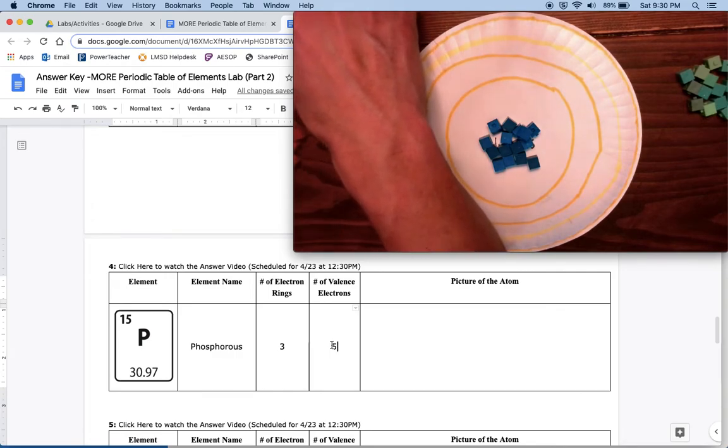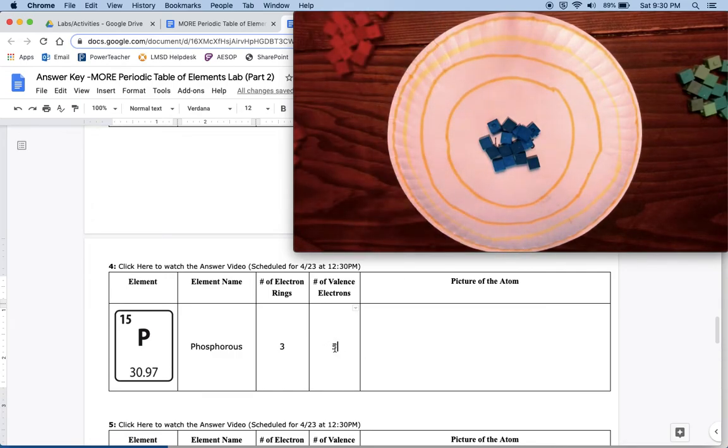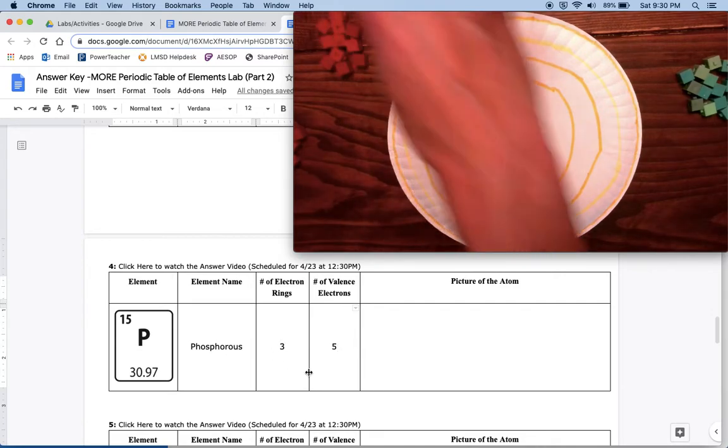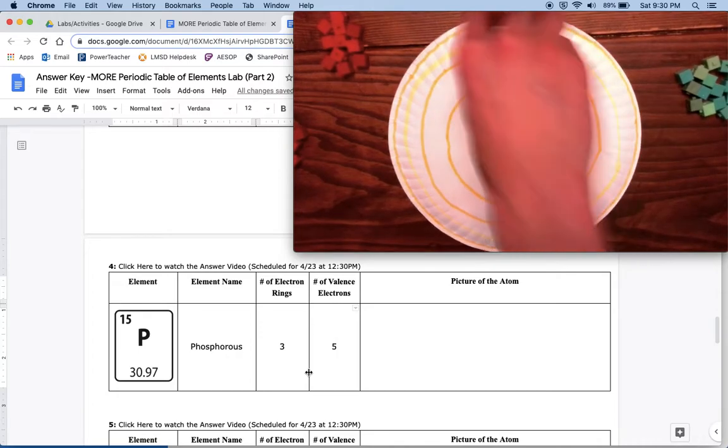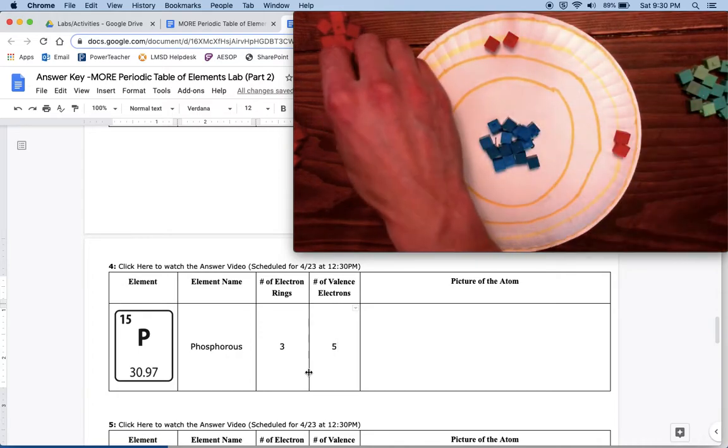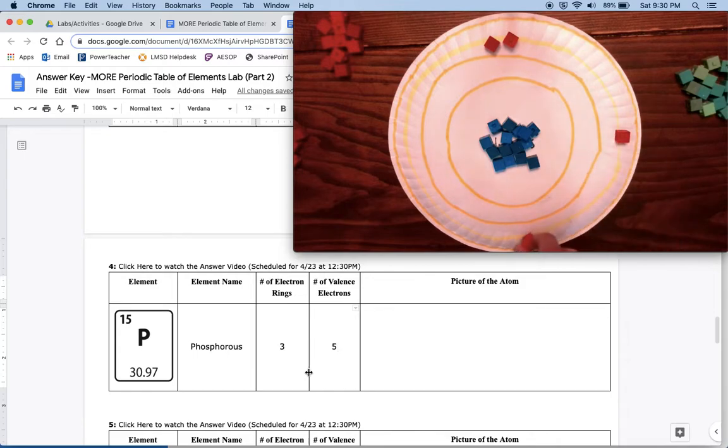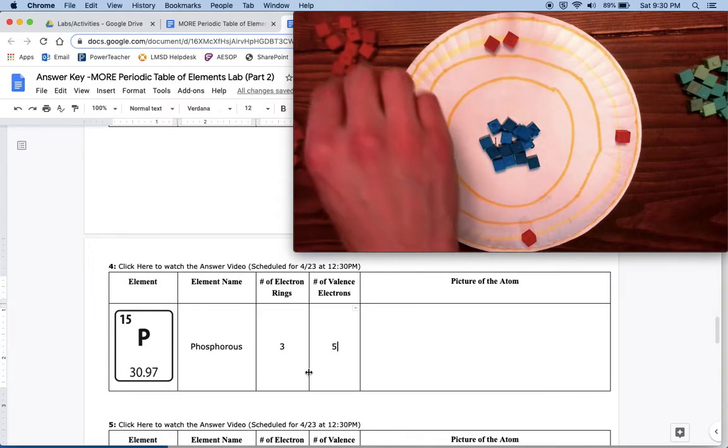So where do those go? I know that 5 of them, since the valence electrons are the outermost electrons, go in the 3rd electron ring, since there's 3. So I'm going to put 3, 4, and 5, so 5 in the 3rd ring automatically. That means that the other 10 have to go somewhere else.